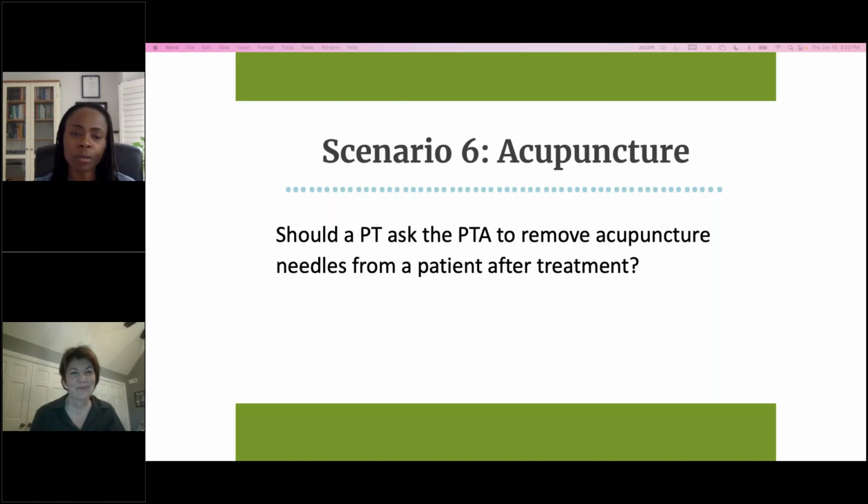So Fiona, our next thing we're going to be looking at here is acupuncture. Should the physiotherapist ask the PTA to remove acupuncture needles following treatment? No, the answer is no. It's good we're repeating this question, which is similar to the one we asked in this year's PISA, where we found out about 200 physiotherapists got that question wrong.